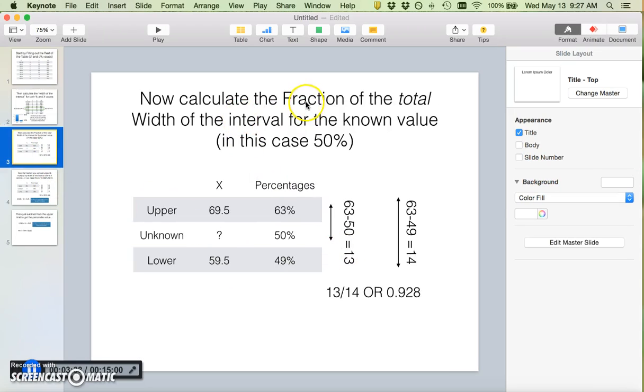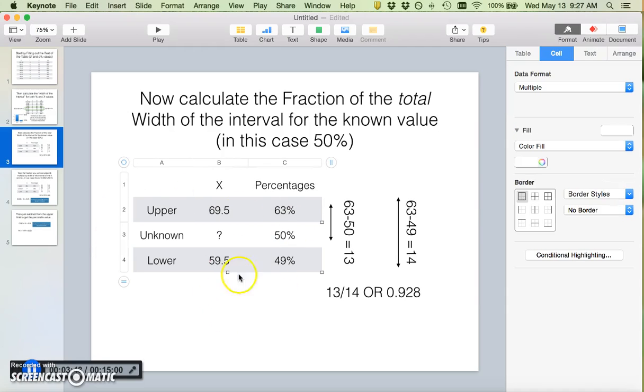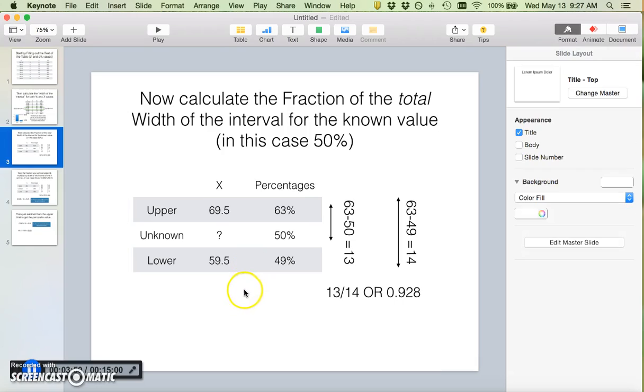So now we need to calculate the fraction of the total width of the interval for the known value. And in this case, we know that we are looking for 50%. I always recommend that if you are doing this, you create a version of this table. You're going to want to have your known values. It might be the percentages. You might have the x value. These things can flip, but I'm just giving you the percentage demonstration right now.